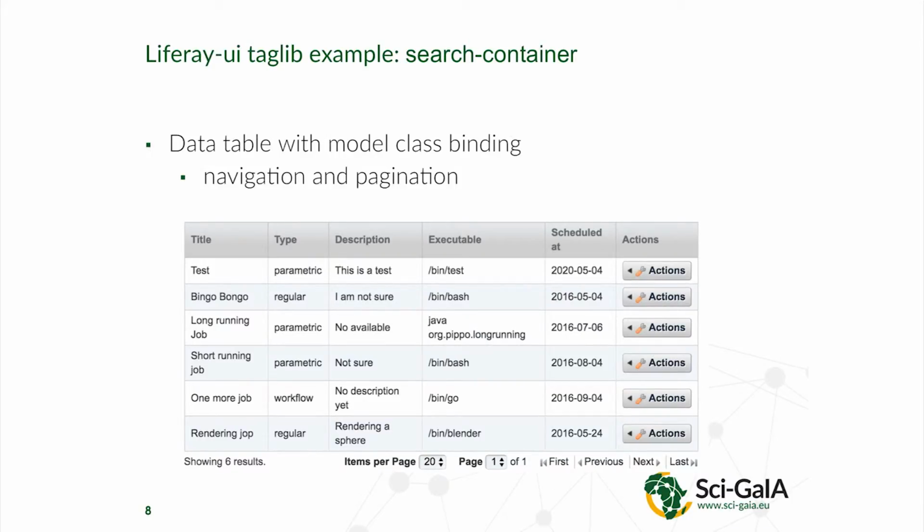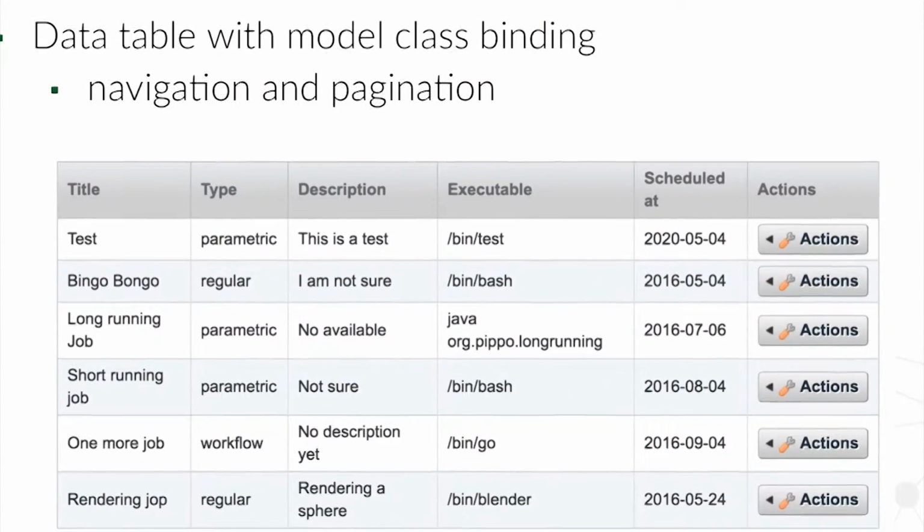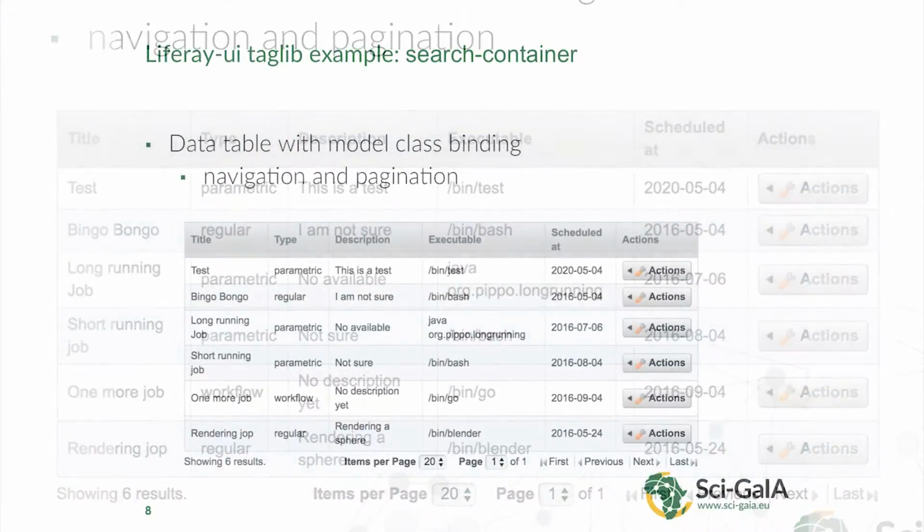The search container is able to create a very nice data table that provides model data binding, and it offers out-of-the-box navigation and pagination without writing any line of code.